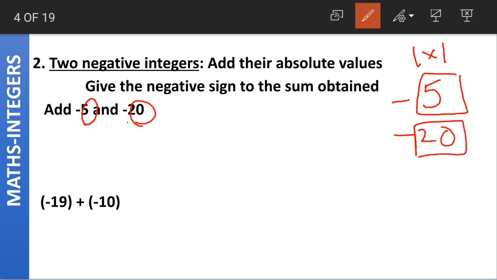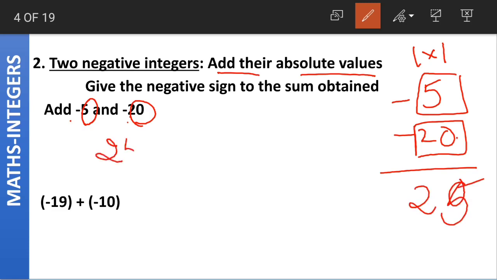Now what is it saying? When we have two negative integers, add their absolute values. We are having two negative integers, so we should add their absolute values: 5 plus 20, the answer will be 25. And what about the sign? Give a negative sign to the sum obtained. As both the signs are negative in the given question, we put the negative sign for the answer as well.